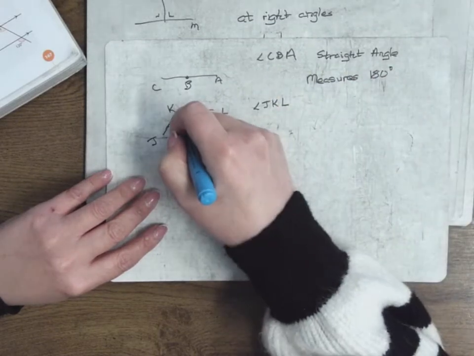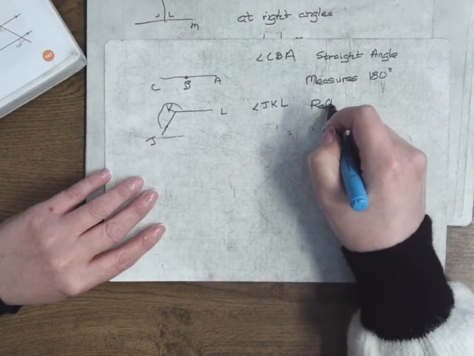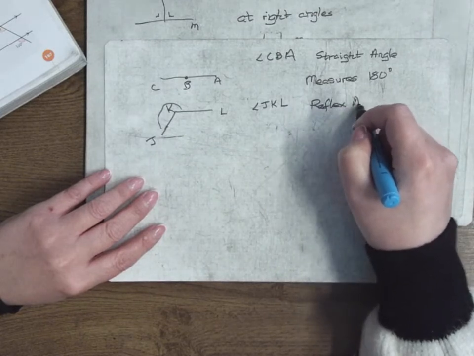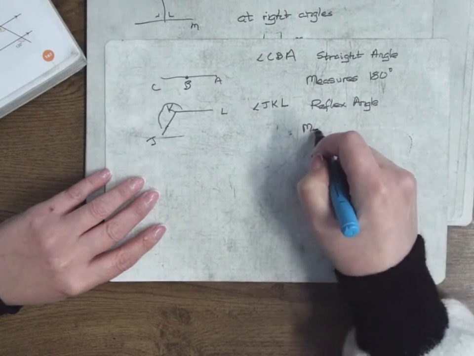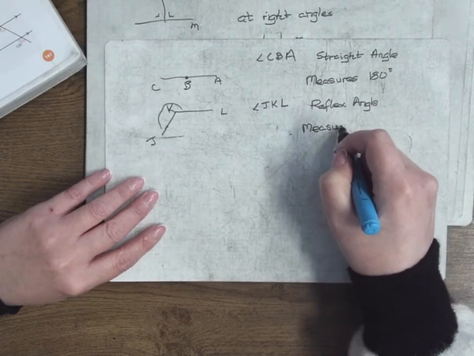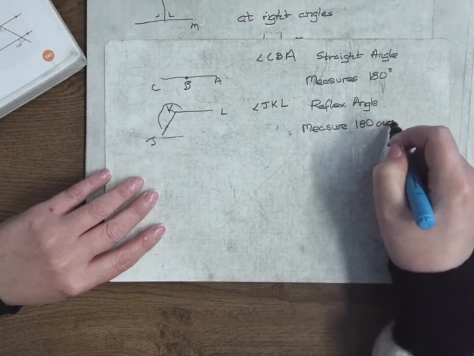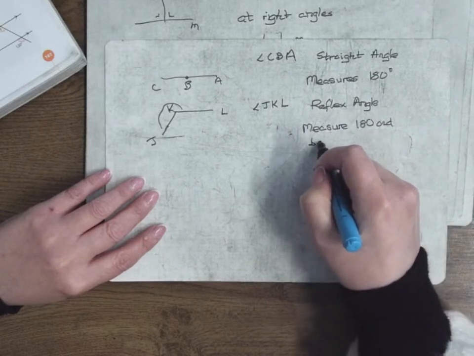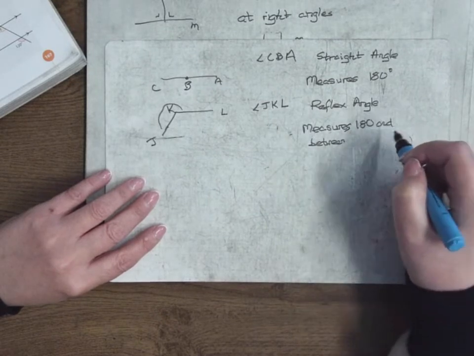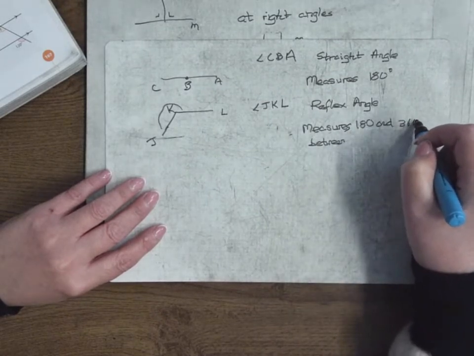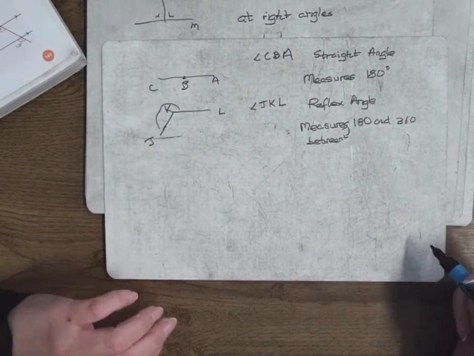And finally, when I go above 180, what's it called? A reflex angle. It measures between 180 and 360. Sorry, I left out the between there. Is that alright? Okay.